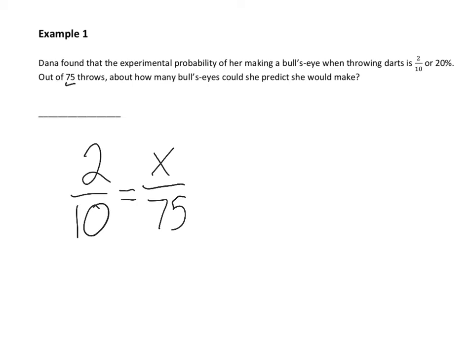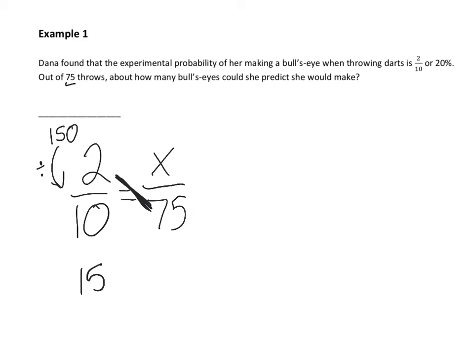So now we're going to cross multiply, 75 times 2 to get 150. Then we're going to divide by 10. When we do 150 by 10, we get 15. That would be how many bullseyes she gets.